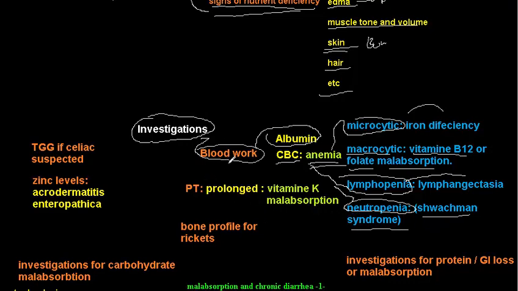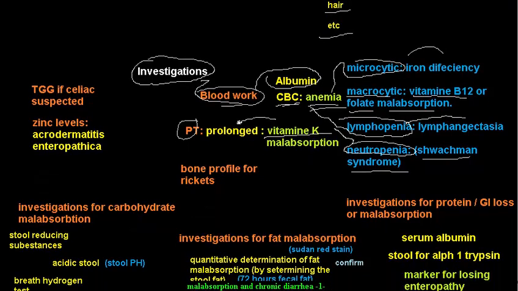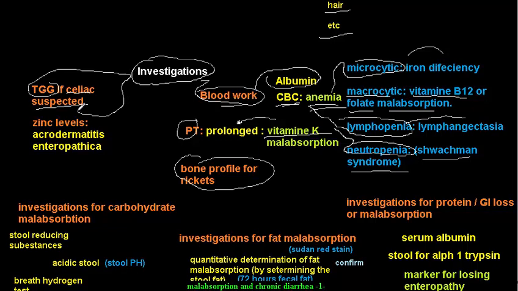Okay, so you have to do CBC. You have to know the albumin. Okay, PT is important because in some cases of diarrhea or malabsorption, we have vitamin K deficiency. So PT, if it is prolonged, then we have vitamin K malabsorption. Okay, bone profile for rickets, okay. So TTG, why? Because you may have celiac. I told you celiac is a very important cause of diarrhea and malabsorption.